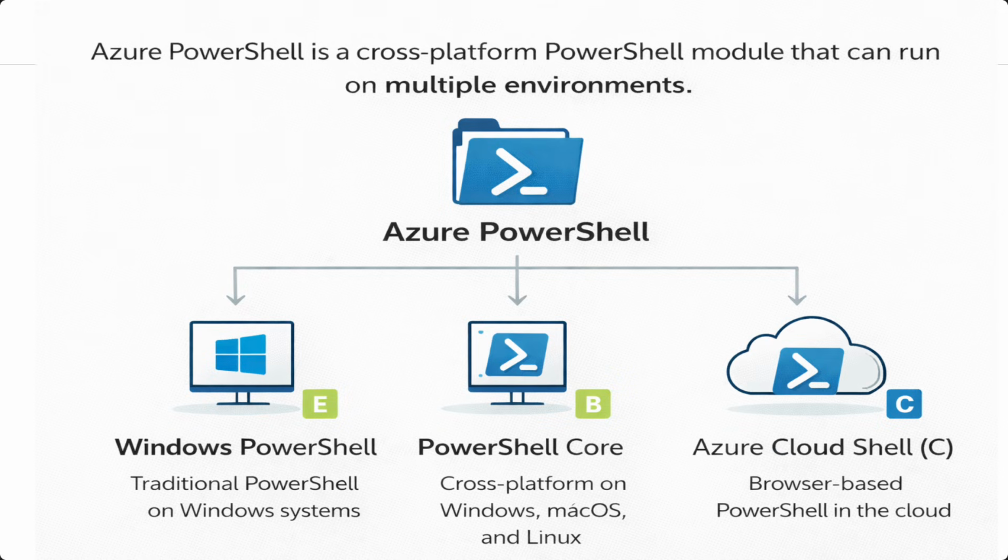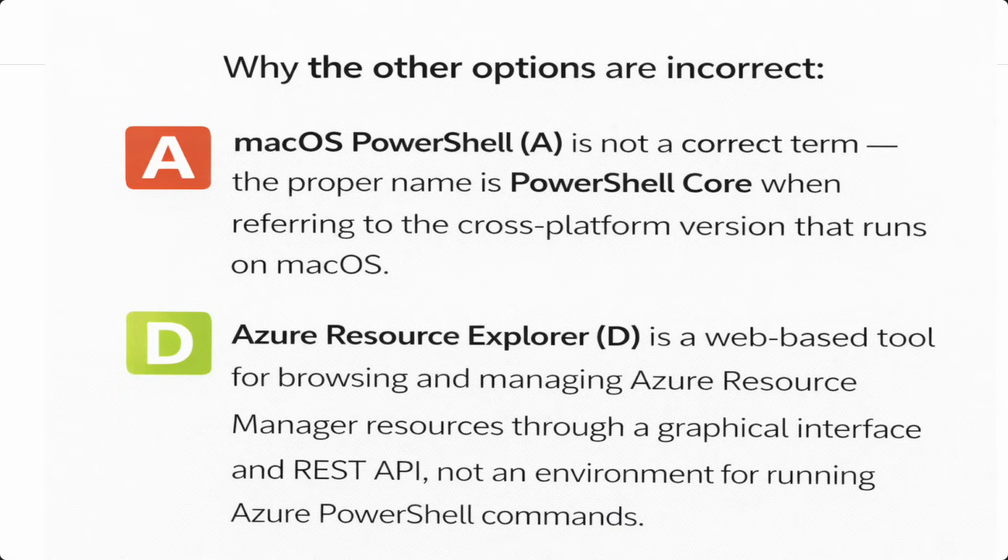Azure Cloud Shell, C, provides a browser-based PowerShell environment where Azure PowerShell is pre-installed and ready to use without any local installation, making it convenient for quick management tasks. Why the other options are incorrect. macOS PowerShell, A, is not a correct term. The proper name is PowerShell Core when referring to the cross-platform version that runs on macOS.